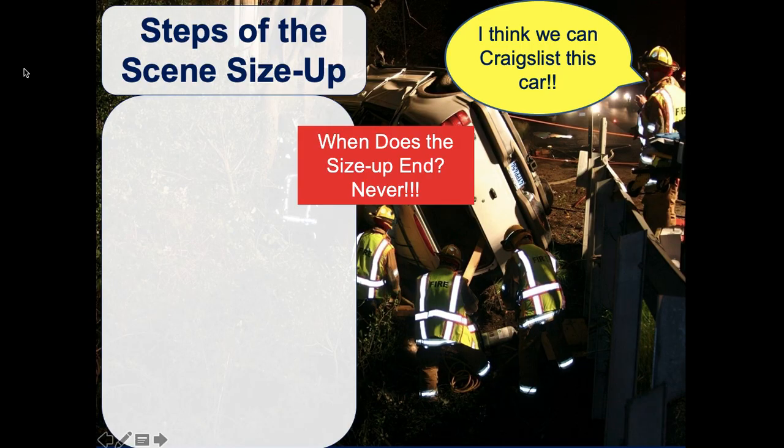So first of all, the steps in your patient assessment, whether it's medical or trauma. And actually later on in this, you'll come to the realization that there really are no separate skills in the field. We just have one assessment and we modify it to fit the patient's presentation. But we'll talk about that later.